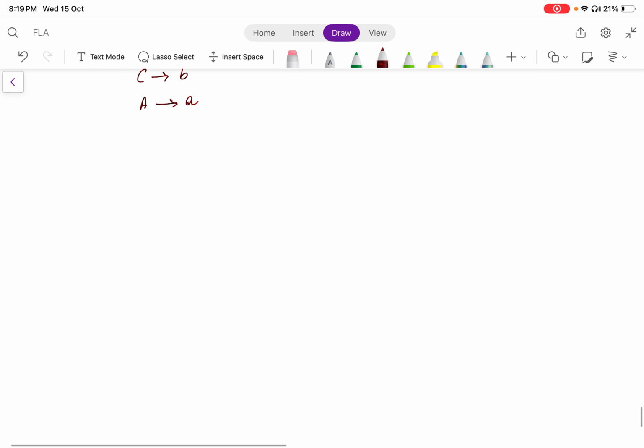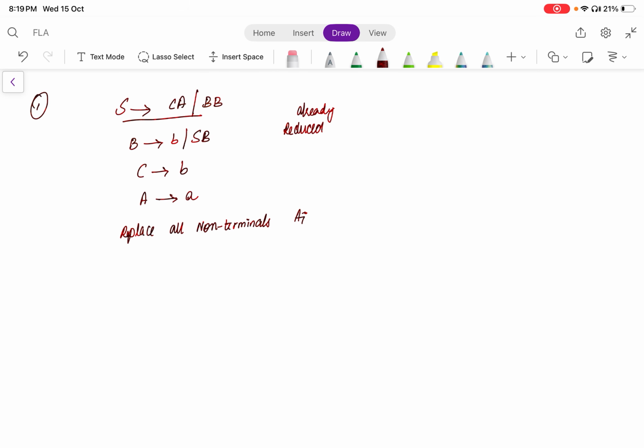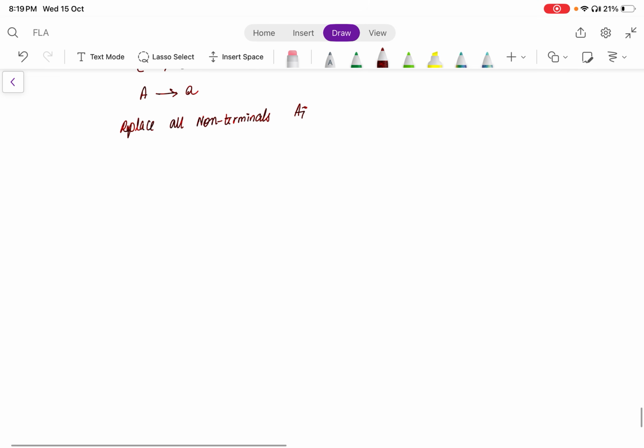First step is to replace all the non-terminals. What are non-terminals? Your capital letters. Rename all non-terminals in the form Ai, in the order they are appearing in the production. So you will replace this as A1, this as A2, A3, okay, A4. So the new production would be A1 tends to A2 A3 or A4 A4.